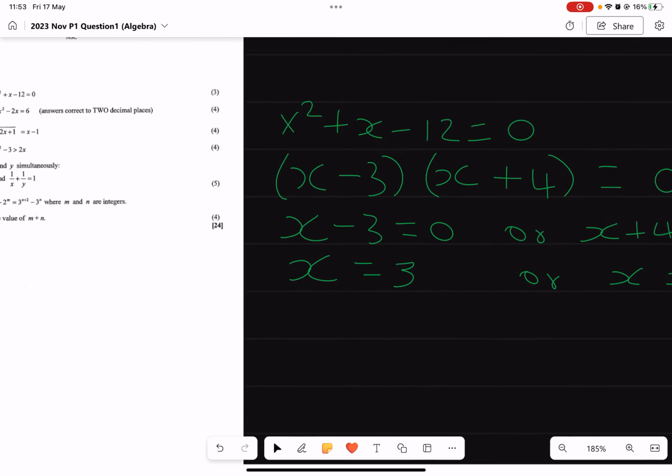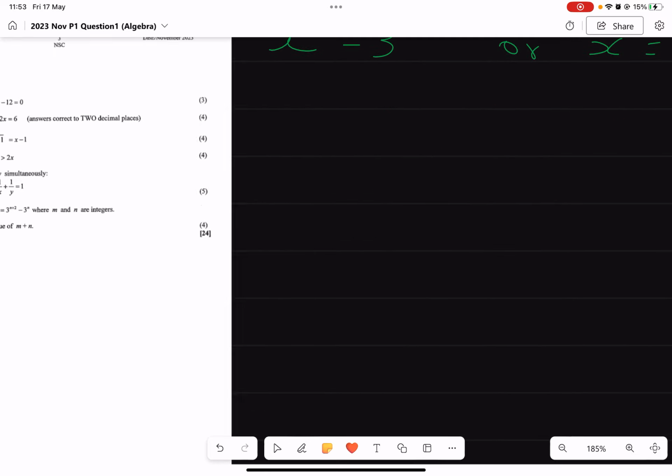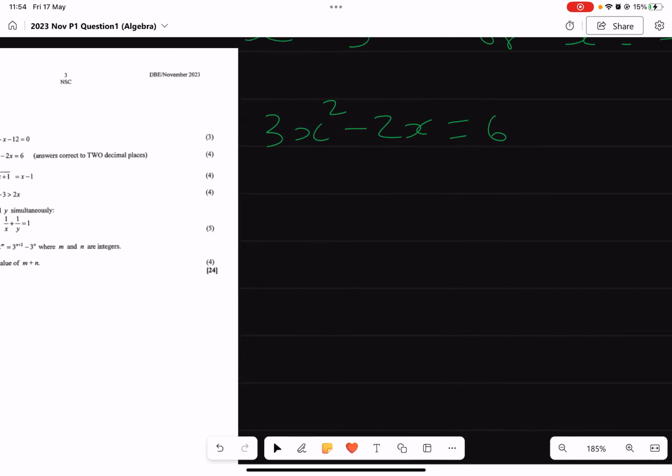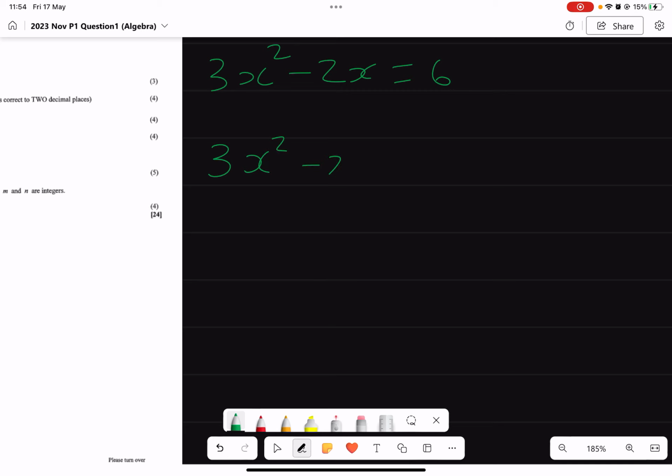Okay, now let's check the second question. So the second question, we are asked to solve 3x squared minus 2x equals 6. Then they say correct your answer to 2 decimal places. So always, if you are told to round off your answers to 2 decimal places, they are indirectly telling you that your solutions are going to be irrational. So you have to use the quadratic formula in this case. So you have 3x squared minus 2x minus 6 equals 0.